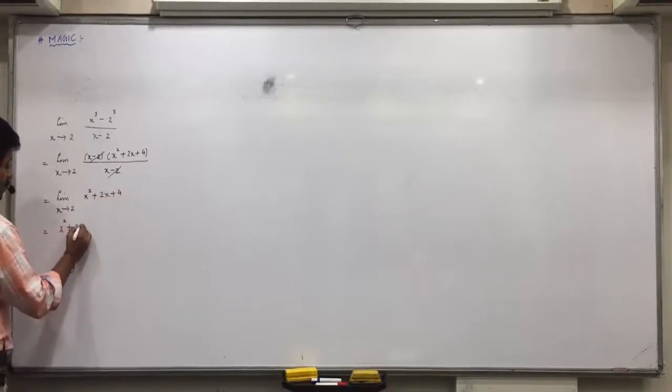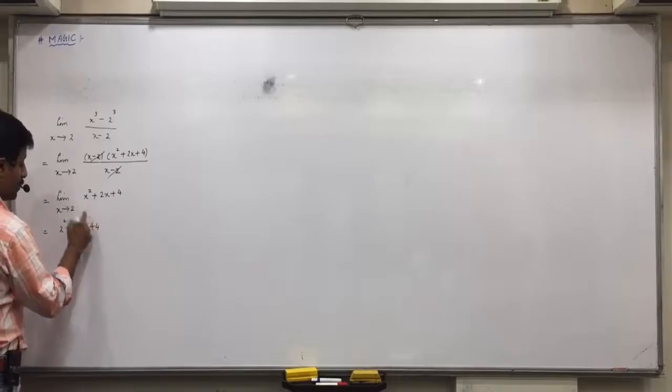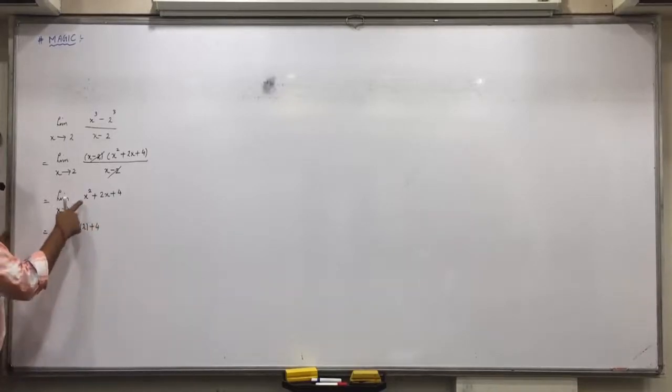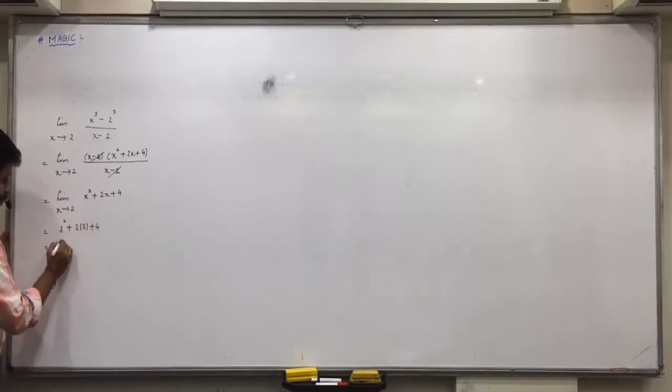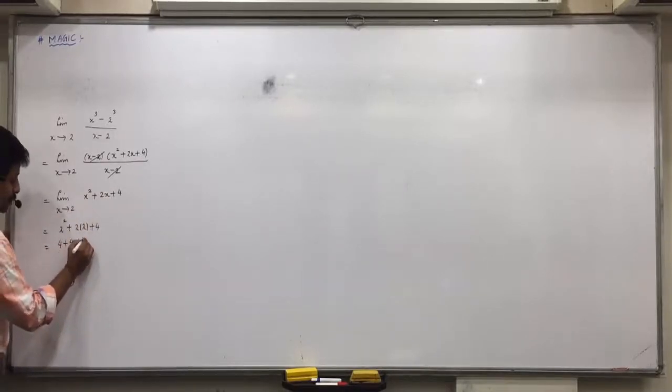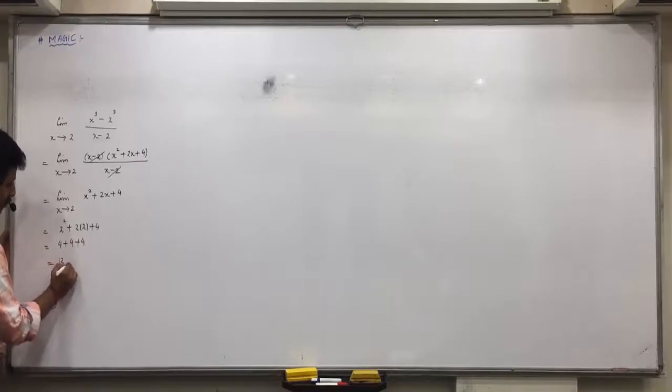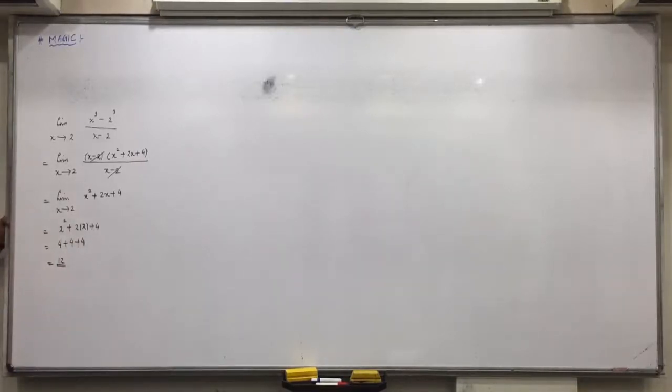2 square plus 2 into 2 plus 4. Now in place of x we have to put 2. So 2 square plus 2 into 2 plus 4. 4 plus 4, 8 plus 4, 12. Did you understand this, everyone?